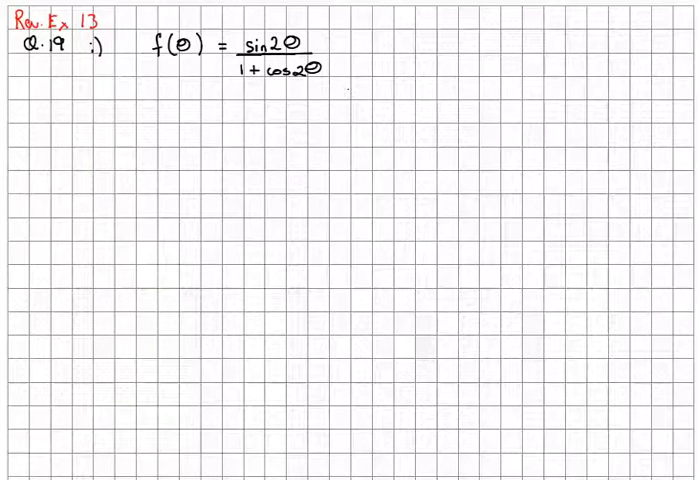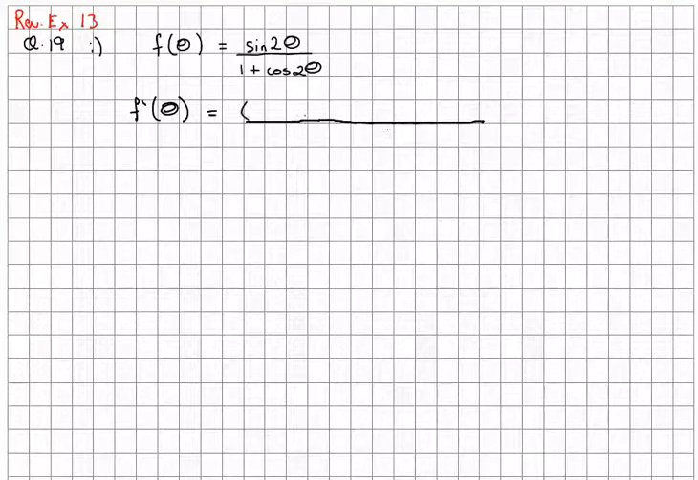Right, so what we'll do here, seeing as how there are two separate functions of theta, one top and one bottom, we'll use the quotient rule. So it's going to be bottom times the derivative of the top, minus top times the derivative of the bottom, all over the bottom squared. Okay, so let's go back in now and fill in those missing bits.